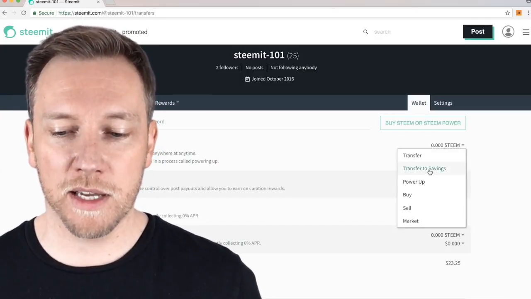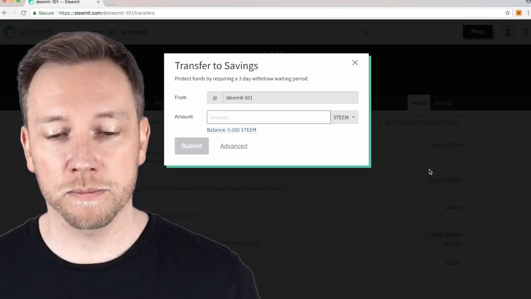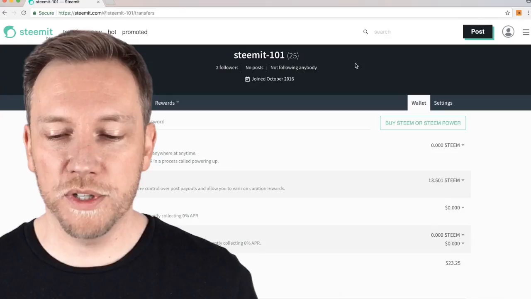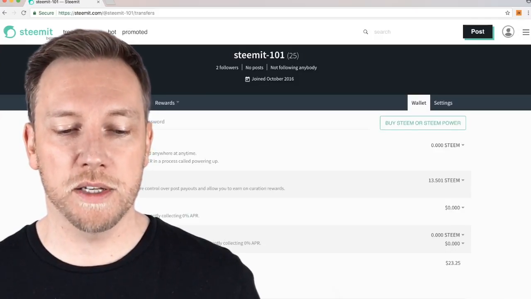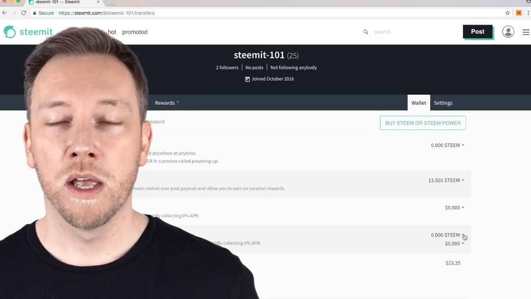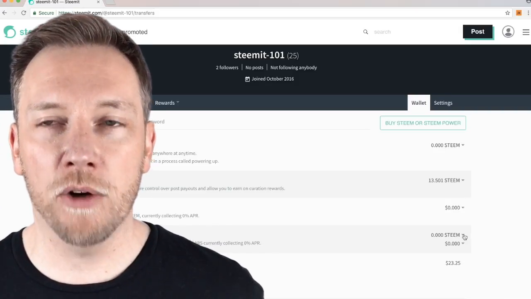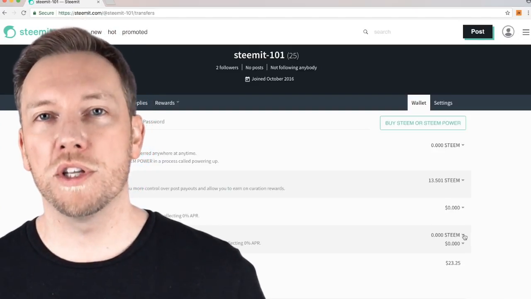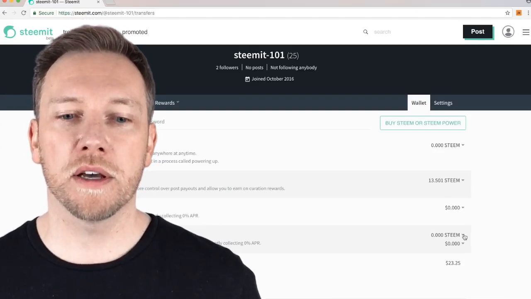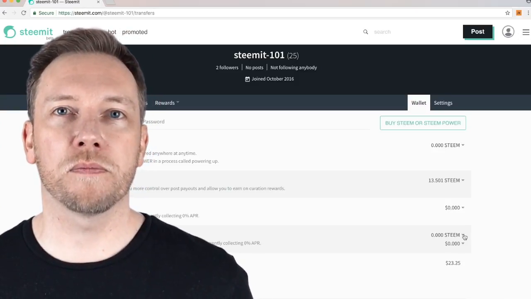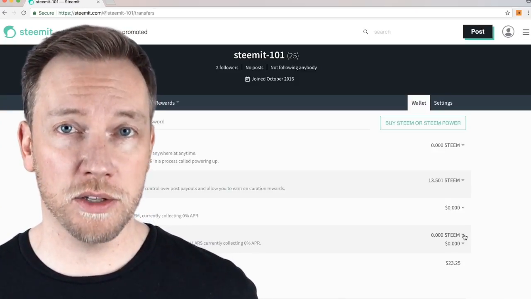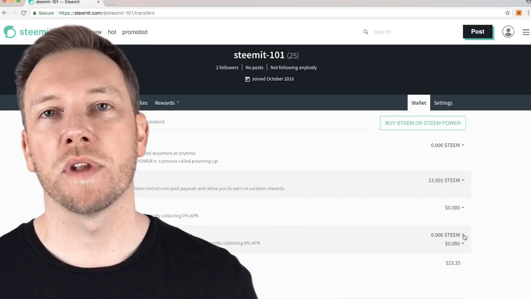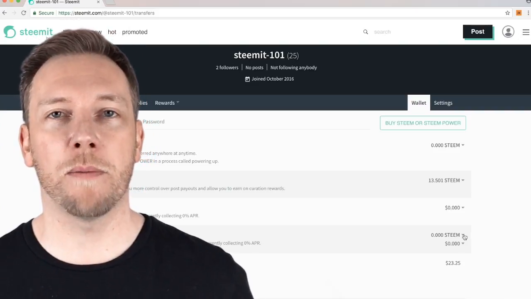So let's look at the second option, which is transfer to savings, okay? Now, I didn't talk about the savings accounts yet, but if you're holding Steem, you have an option of transferring it down into this savings account here at the bottom. Now, right now, you currently don't get any interest from putting anything in your savings account, but what you do get is security, because these savings accounts, you can transfer money into them, Steem or Steem dollars, but then when you want to take money out, it takes 3 days to transfer that money out.